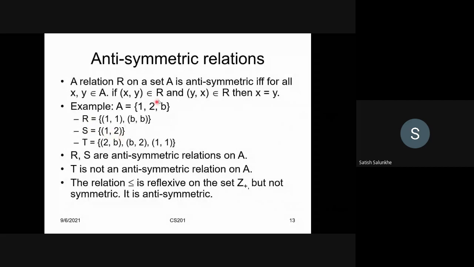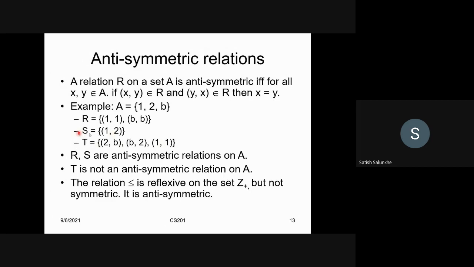1 comma 2 belongs to R. Now when will this get violated? When you do have x comma y belongs to R, take this example, x comma y belongs to R, and you do have y comma x also belongs to R. As per the antisymmetric property, when x comma y belongs to R and y comma x belongs to R, both need to be same. But in this case, x and y are not same. Therefore, this is not antisymmetric.